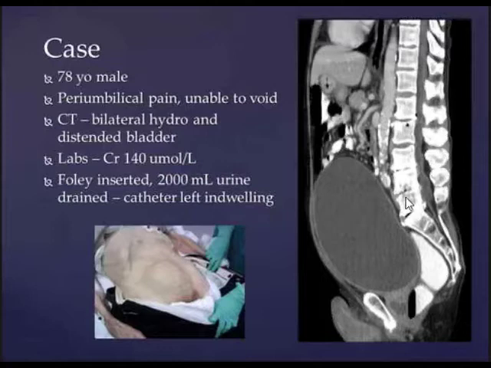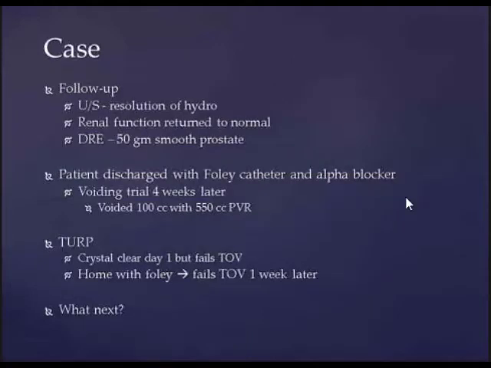And his labs are a little bit elevated. So we admit him to hospital and watch him to make sure he gets better. We do an ultrasound a few days later, and everything's looking better. Labs are looking better. Digital rectal exam's okay. So we discharge him home with a Foley catheter because he was in such a bad shape. And we also give him an alpha blocker, which is hopefully going to open up that bladder outlet. We try and let him pee 4 weeks later. Unfortunately, he can barely void and has a huge residual.